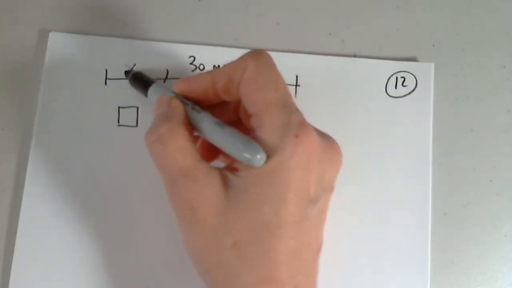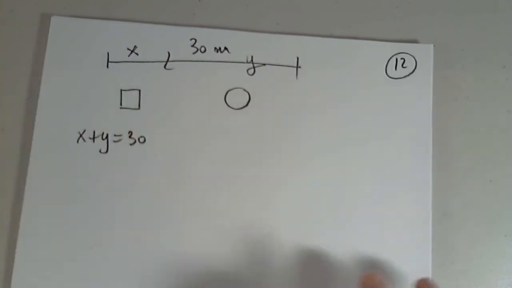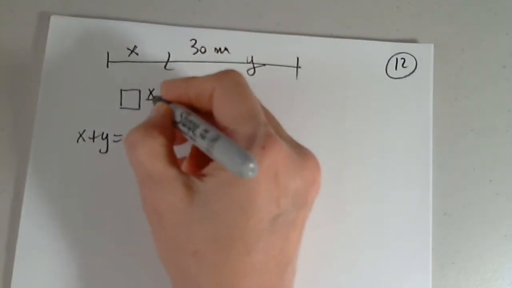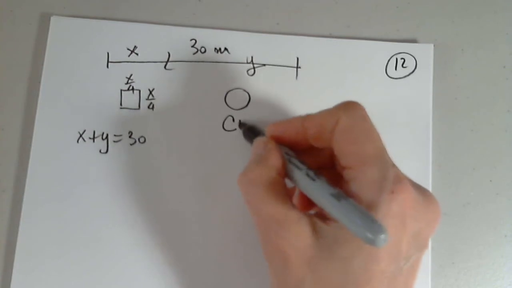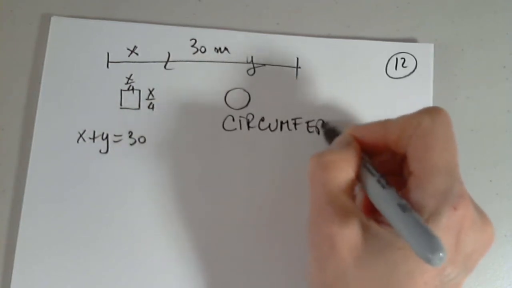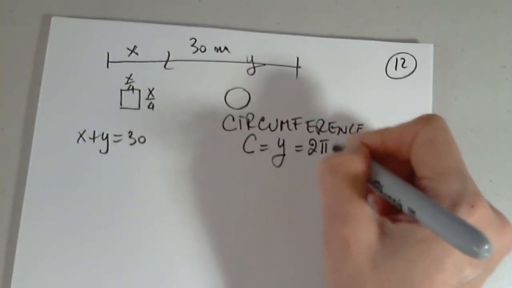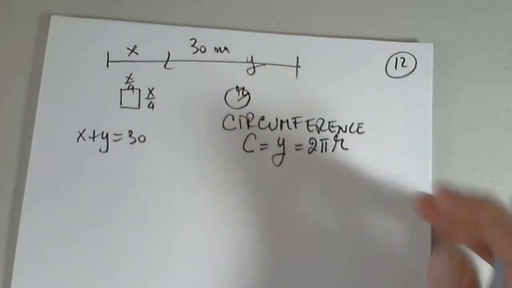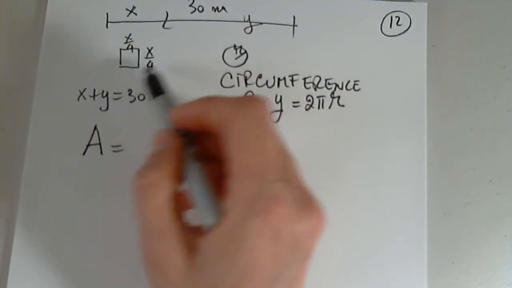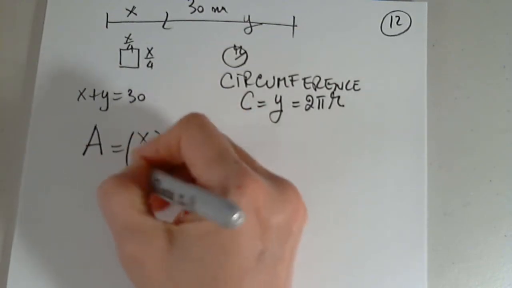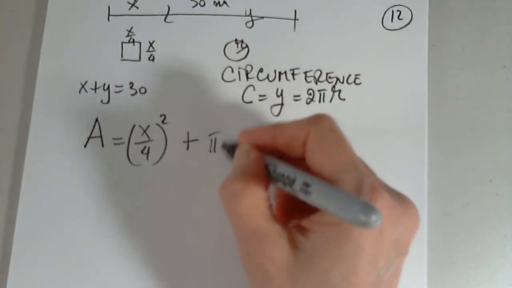So I'm going to call this x, I'm going to call this y, and we know that x plus y is 30. I also know that this has to be x over 4 everywhere. And here, the circumference equals y, which is 2 pi r, this being the radius of the circle. The total area will be the side squared for the area of the square plus the area of the circle, which is pi r squared.